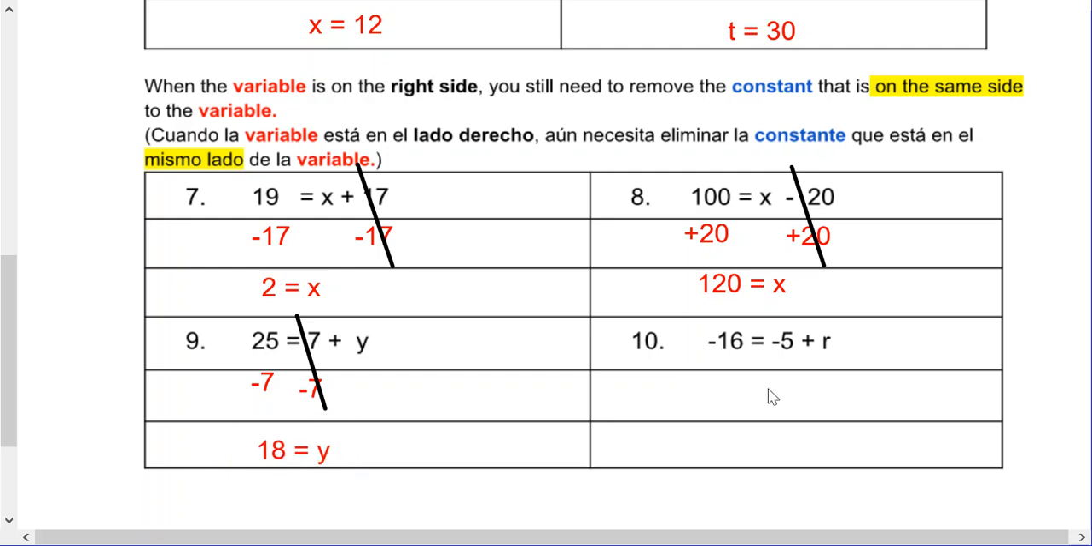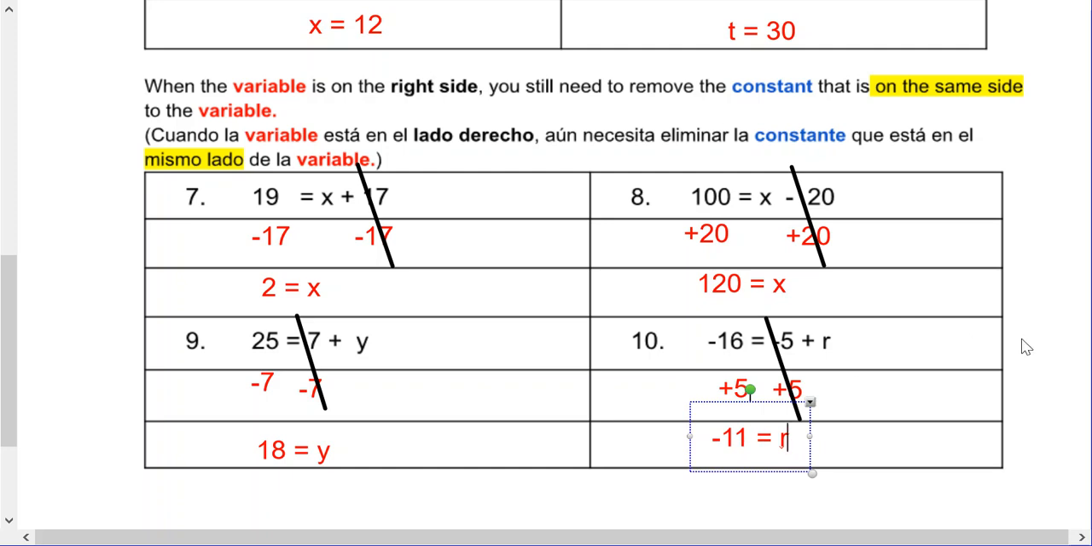Number 10, you have to get rid of negative 5 because that's the constant that's on the same side of the variable r. So you have to do plus 5 on the right side. And when you do plus 5 on the right side, you have to do plus 5 on the left side. And then negative 5 plus 5 will be cancelled. Negative 16 plus 5 will give you negative 11 equals r.